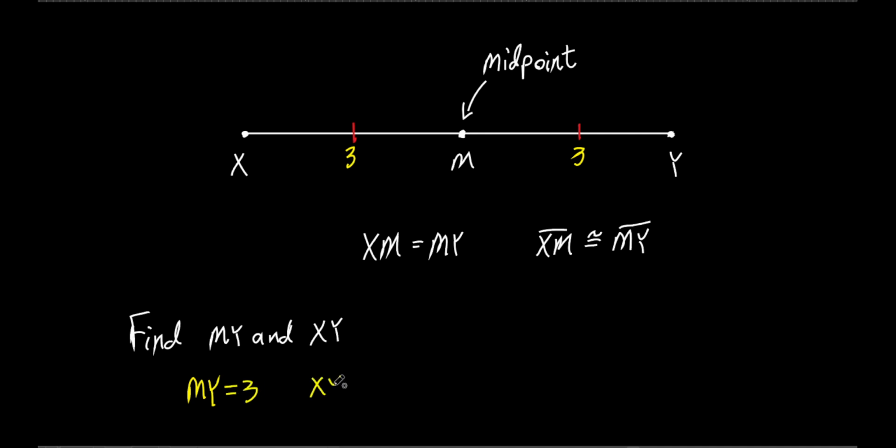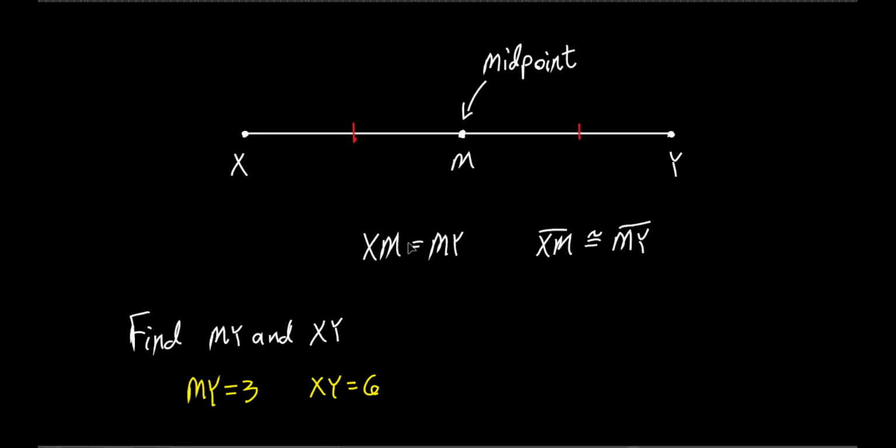Now I need to find XY. So XY goes from here all the way to there. That's easy. I already said it, Zion. What is it? It's 6. So from here to here is 3. Here to here is 3. So the whole thing is what? 6. Okay?